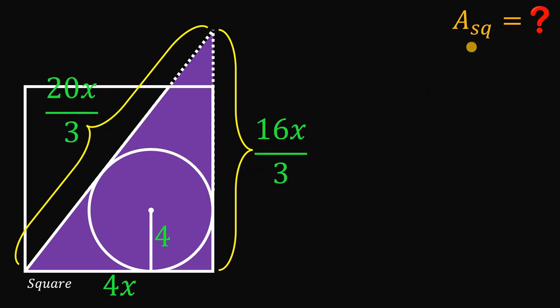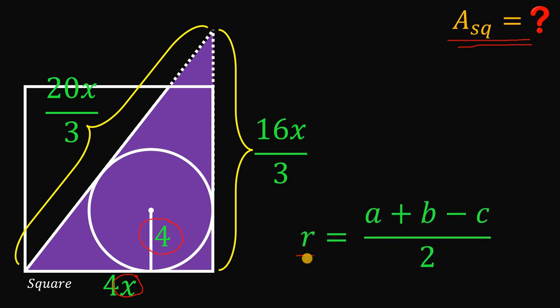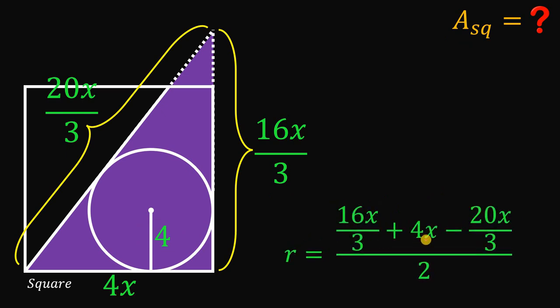Now, don't forget our goal. Our goal is to solve for the area of the square. So we need to find out the value of this variable x. Now, given the side lengths of this right triangle and the radius of the circle inside of it, we can use this property: the radius of the circle inside a right triangle must be equal to a plus b, which are the legs of this right triangle, minus c, which is the hypotenuse, divided by 2. And we know all of this. We have a, b, and c, so we can replace them like this: the side lengths 16x over 3 and 4x, and the hypotenuse 20x over 3. Also, we know the radius of the circle inside our right triangle is equal to 4.